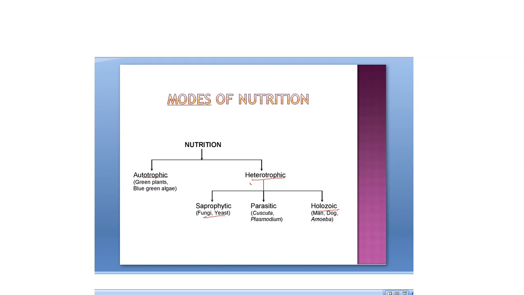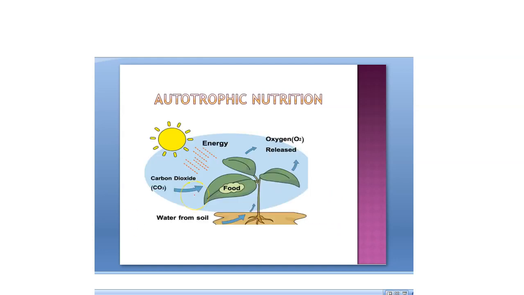So let's describe the autotrophic nutrition first. Autotrophic came from two words.